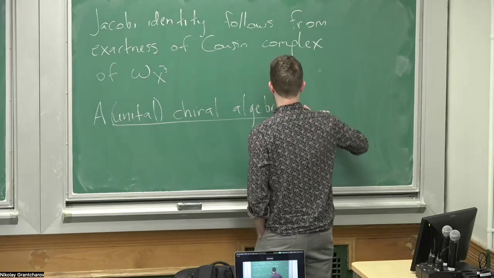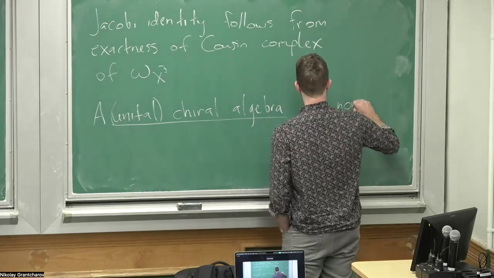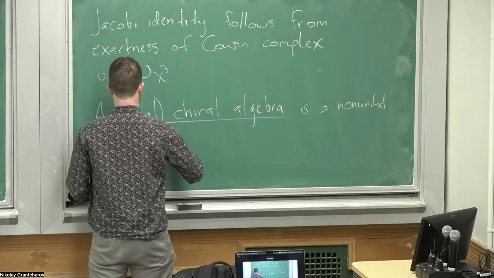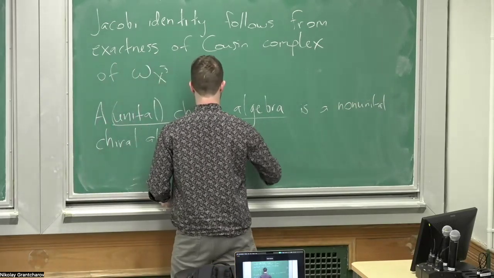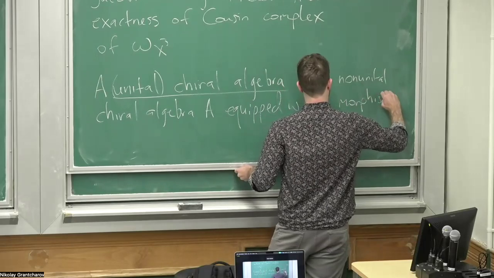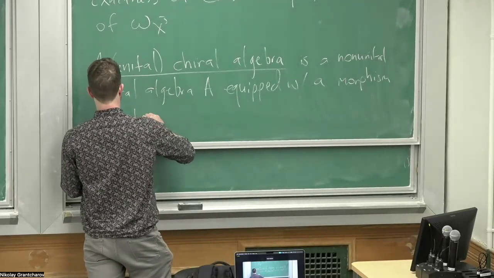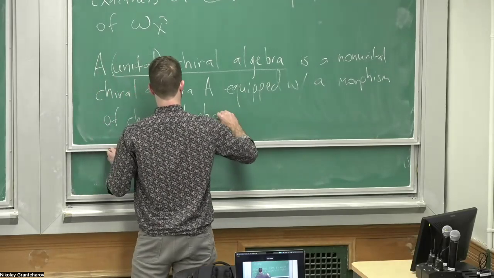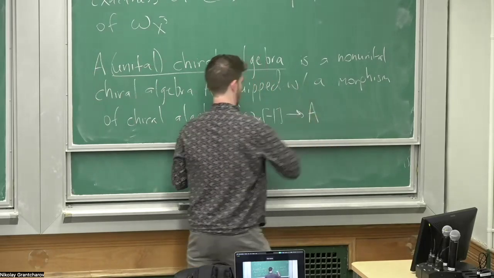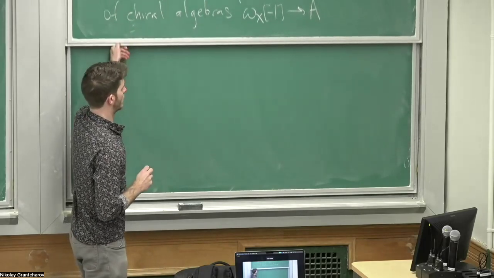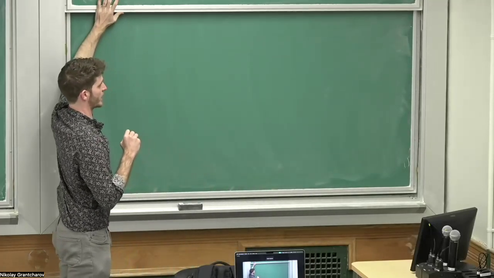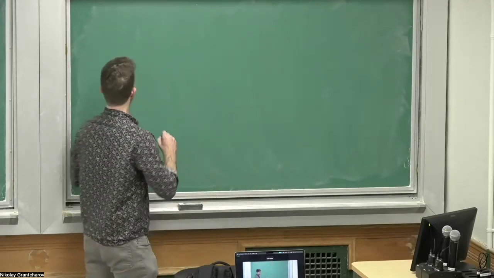So a unital chiral algebra is a non-unital chiral algebra A equipped with a morphism of chiral algebras from this example that I just explained, such that there needs to be some compatibility, some kind of unit axiom, between this map and the chiral bracket. It's going to look as follows.